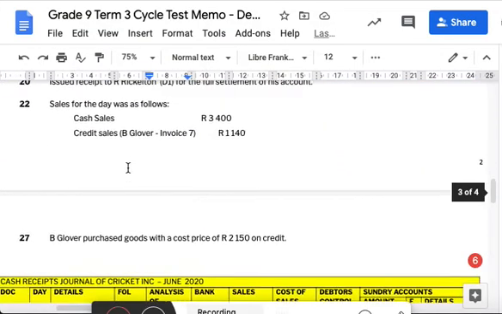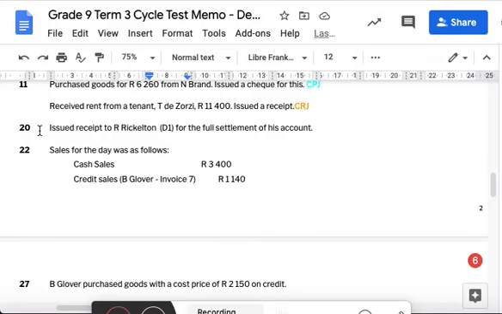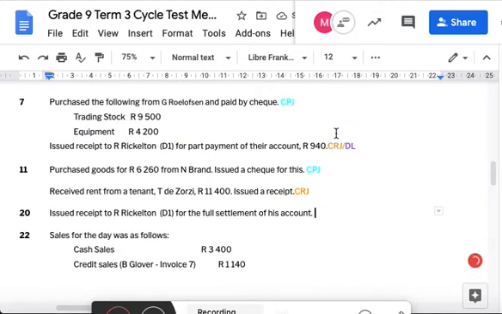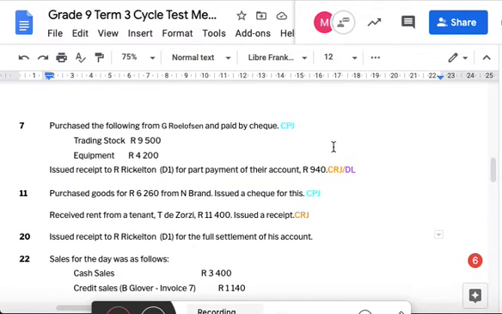Moving towards the back end of it. On the 20th, we issued a receipt to R. Rickleton, debtor 1, for full settlement of his account. Now, this all depended on what you did previously. If he's settling his account in full, right? First of all, what books are we in? CRJ and? Okay, CRJ and the debtor's ledger.